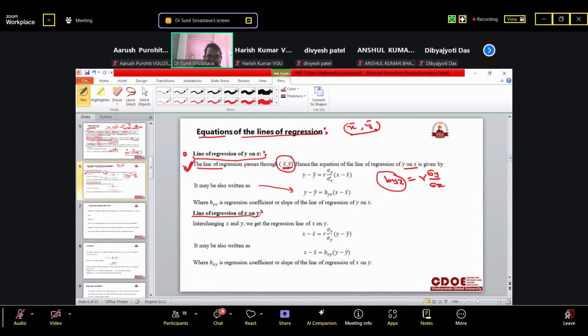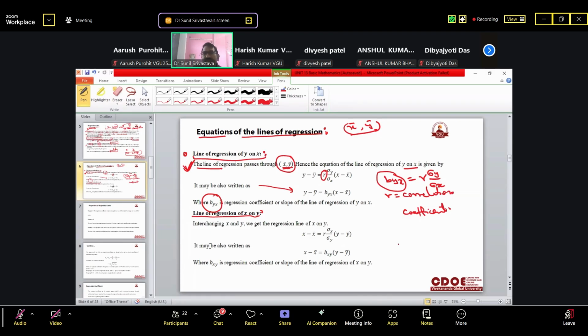In y minus y bar, r is the correlation coefficient, sigma y is the standard deviation of the y series, sigma x is the standard deviation of the x series, and x bar is the mean of the x series. So this is the equation of the line y minus y bar is equal to byx times x minus x bar. And byx is known as the regression coefficient or slope of the line y on x.